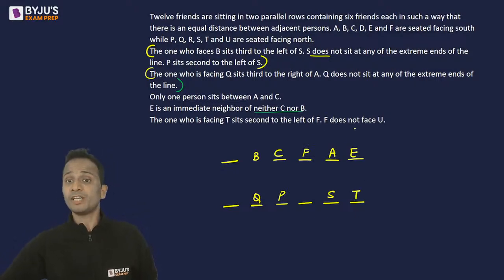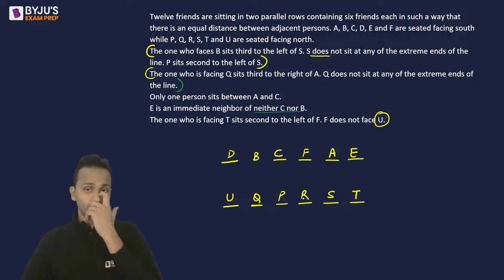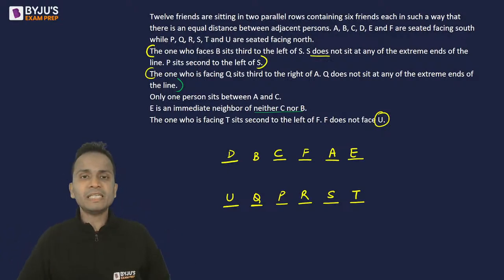Okay, F does not face U. So U will not sit opposite F. So for U, only one chair is left, this one. Okay, now remaining persons D will sit here and R will sit here. Okay, so this is the complete arrangement.